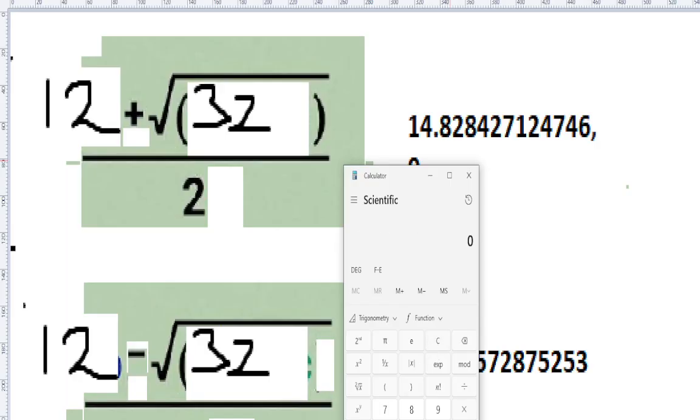So let's clear it out. 12 plus the square root of 32, and then divided by 2. So I got that totally wrong. I don't know what I did there.